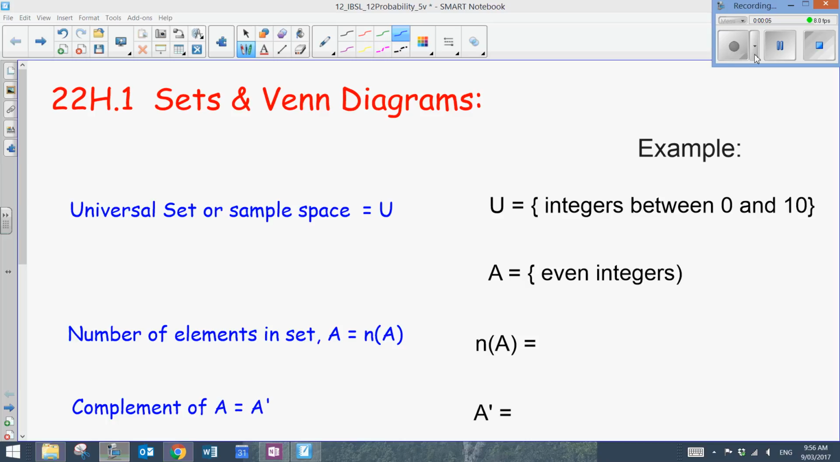22H.1 is sets and Venn diagrams. So you guys have been using different notation for finding the probability using tree diagrams and Venn diagrams. So now what's the proper notation that we want you to use and to recognize in IB questions?